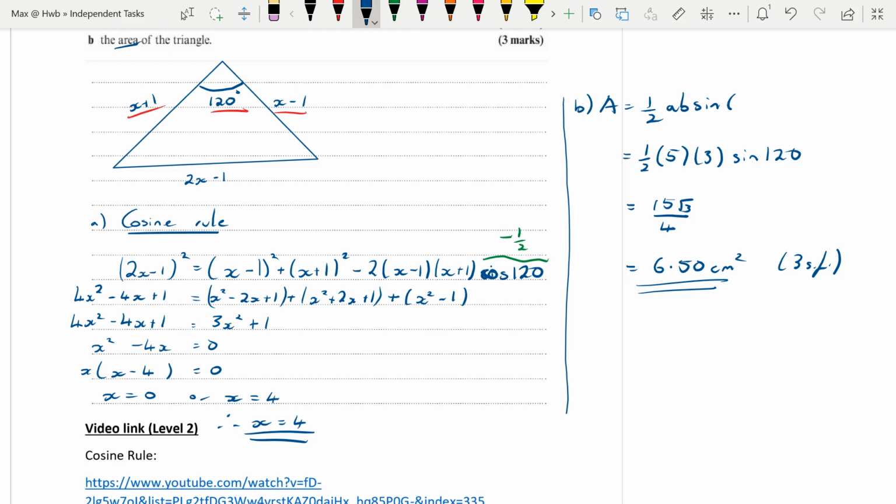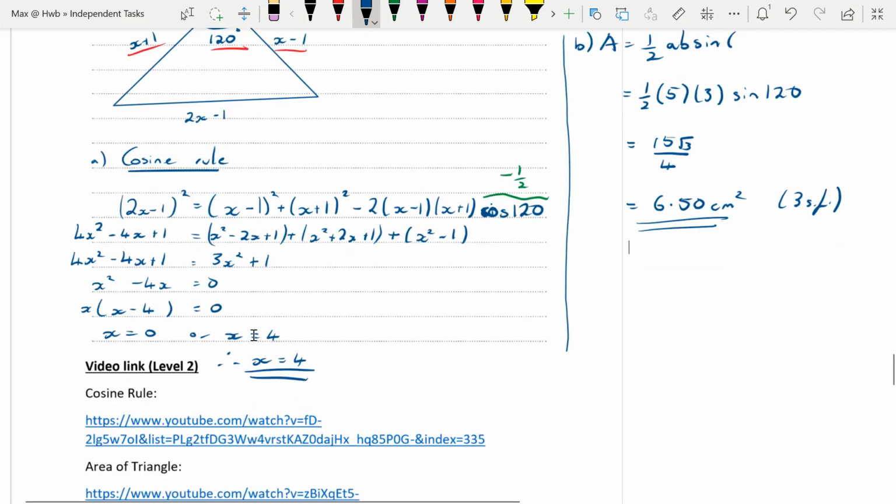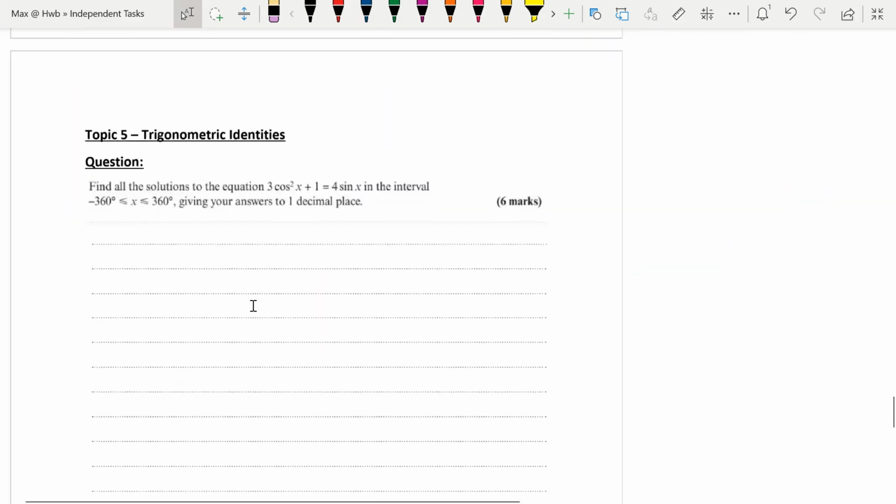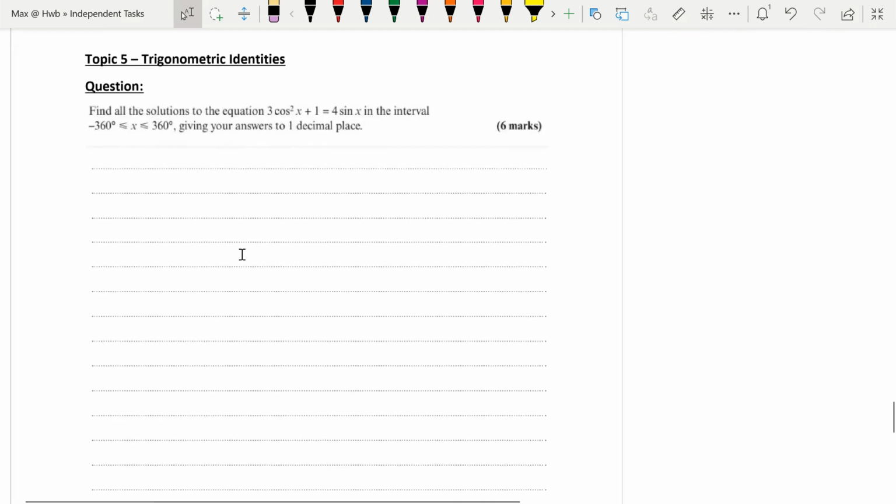Okay, so we've got one more question to do, and that is using our trig identities. You've got two identities to remember, and we have to be careful when we want them. I want to find all the solutions for the equation here. What I always do is write out my equation, so I know what I'm dealing with. In the interval, now this one's a little bit awkward, it's between minus 360 and 360, but we'll come to that at the end. We need to find one solution first.